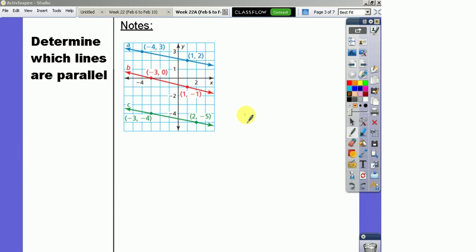So for A, I'm going to do y2 minus y1. So 3 minus 2 over what? 4. Yeah, negative 4 minus 1. Perfect. 3 minus 2 is 1. Negative 4 minus 1 is? Negative 5. Okay, so negative 5. And then let's do for B. I should have just used the same colors here.